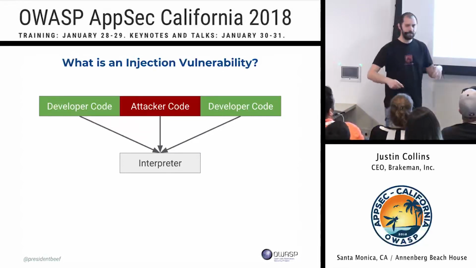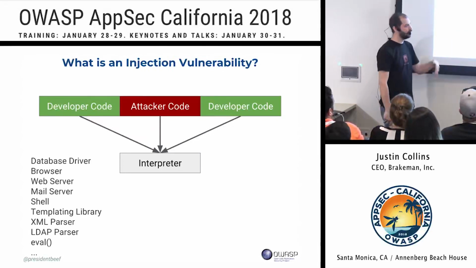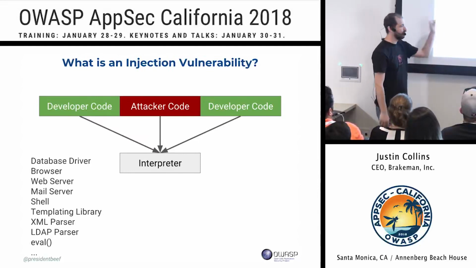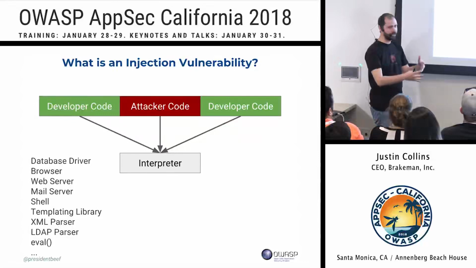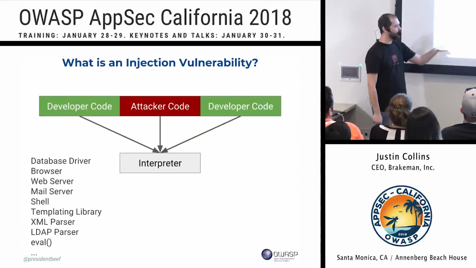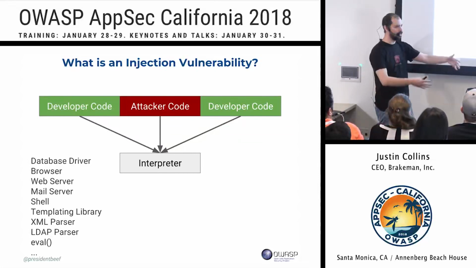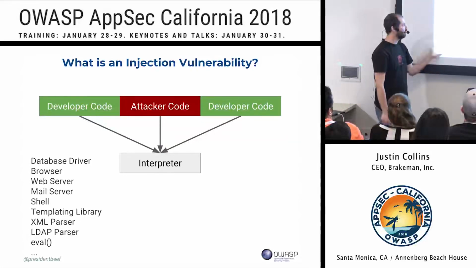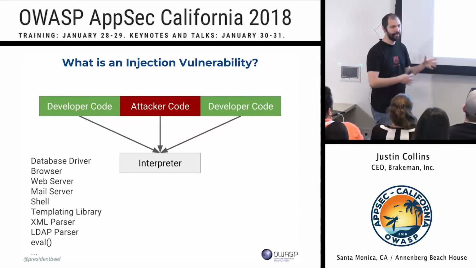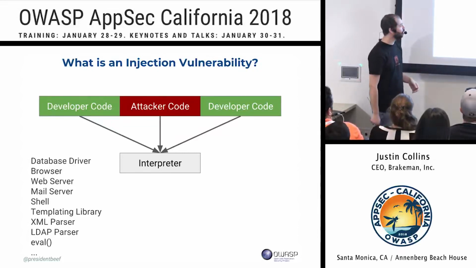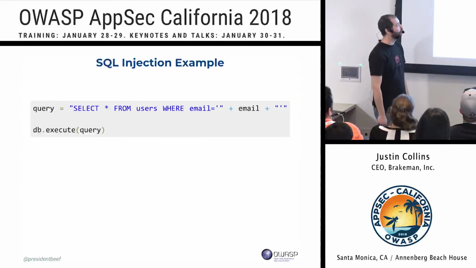And in this case, what I mean by an interpreter is anything that's going to interpret that and execute it, right? So that could be the database, it could be a browser, XSS, which is generally going to be the browser. Could be the web server, a mail server. It could be a shell. Could be the templating library or XML parser, you get the idea. It's something that's going to execute this code. Or maybe someone's just calling eval on some code.